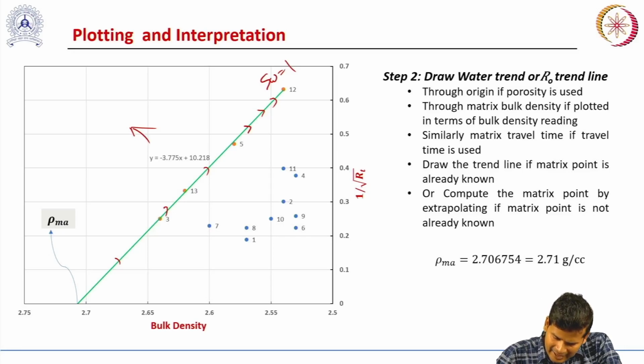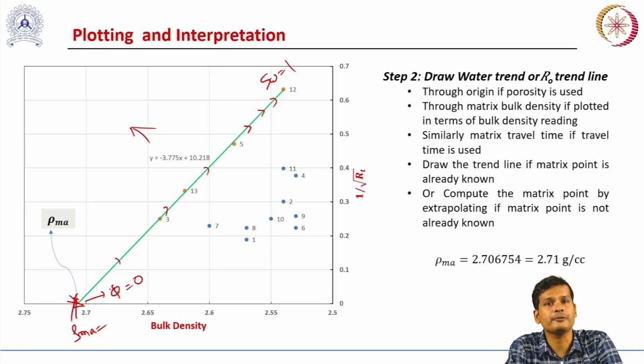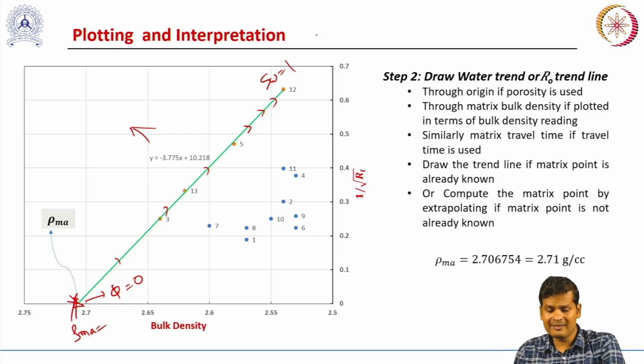So I can draw a regression line and take the intercept on the x-axis to estimate the value of rho ma, because at this point the value of porosity will be equal to 0. So I have identified my water bearing points or water bearing formation by drawing this water trend line. I can now easily see on this graph where my water bearing zone exists.